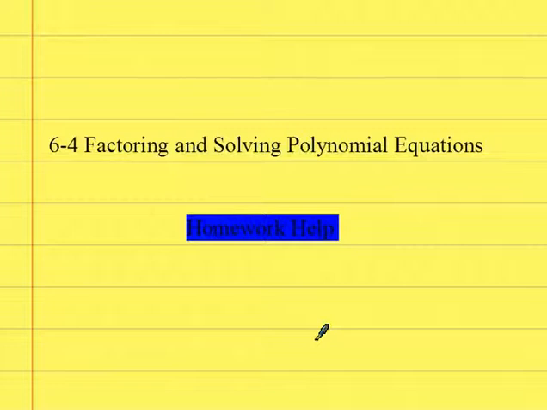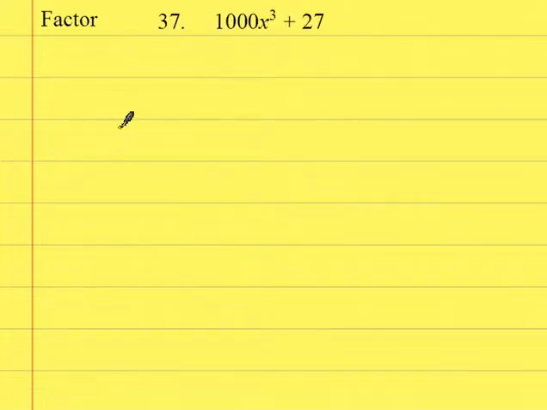This is the homework help for section 6-4, factoring and solving polynomial equations. We're going to go over a few problems from your homework here, and let's start with number 37. Number 37, we're asked to factor this expression.